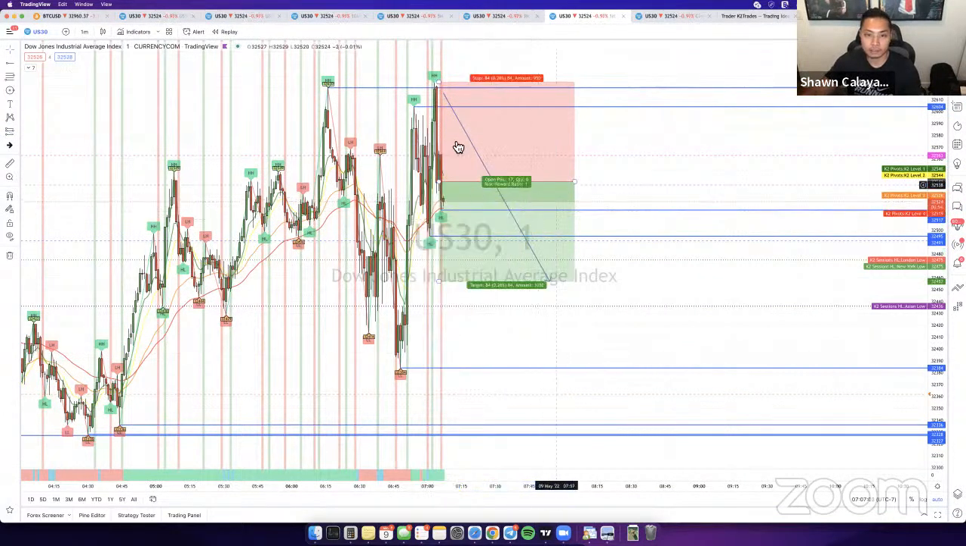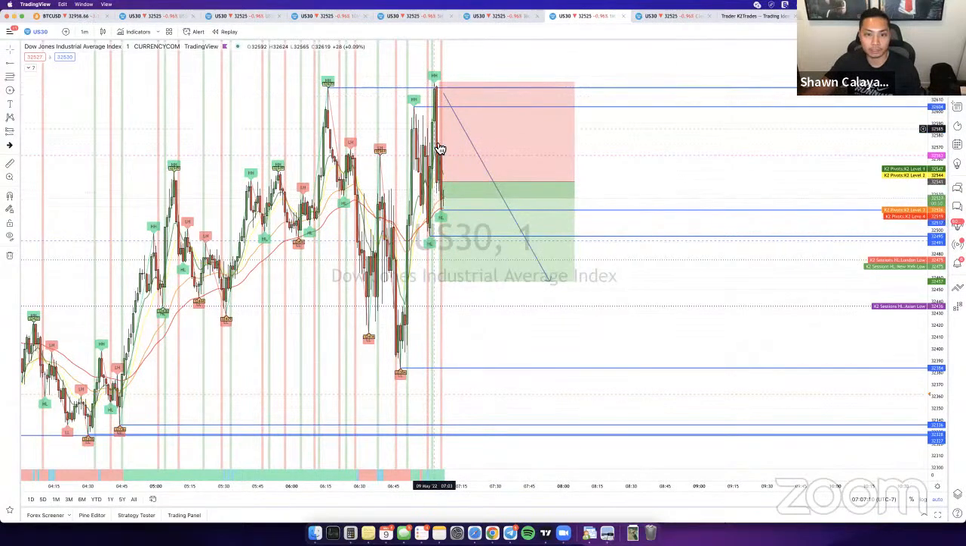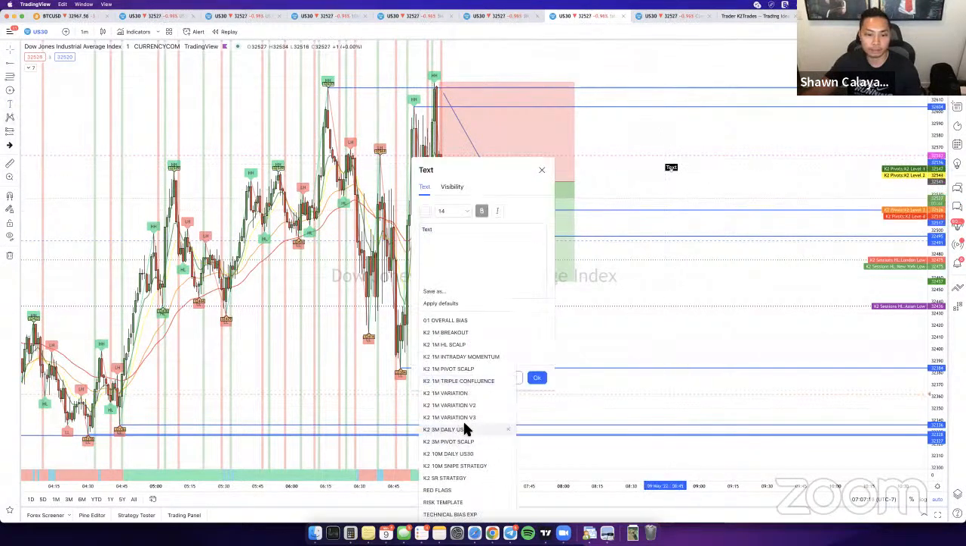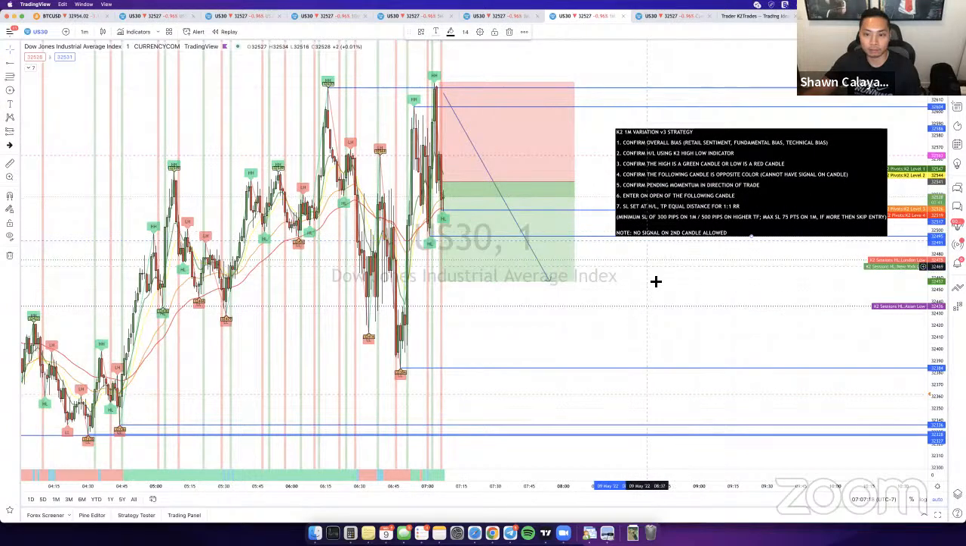So this right here would technically be, again, a V3. There's a high here at the green candle. It's followed by a red candle. We have a pending sell momentum. This is a V3. However, it cuts into all of these areas where I wouldn't want to be trading, right?